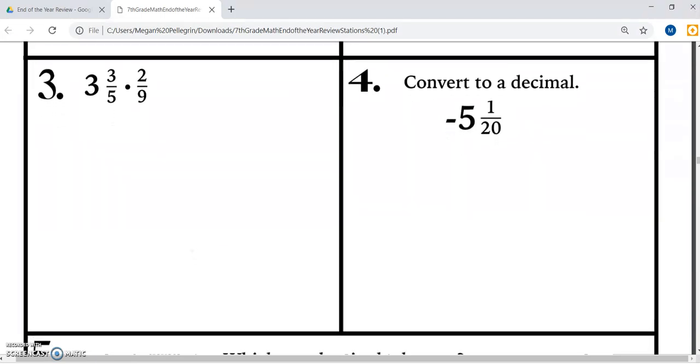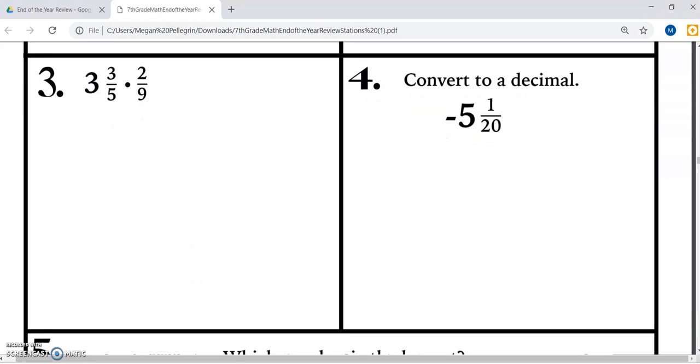Okay, so the next one, we got 3 times. I'm never going to finish. Okay, you're going to have to look at a second video for 3, 4, and 5 because my 15 minutes is almost up.